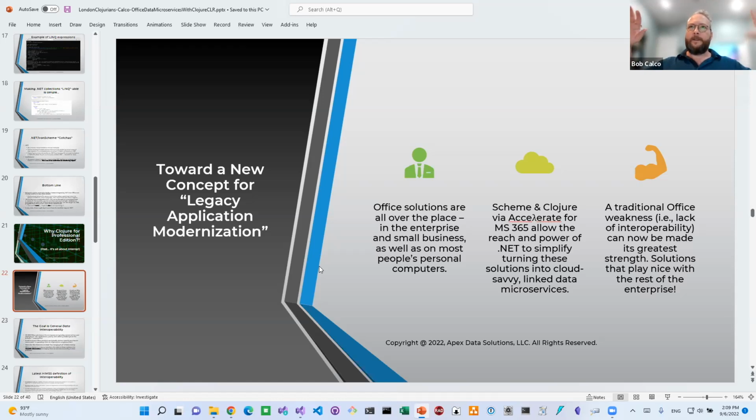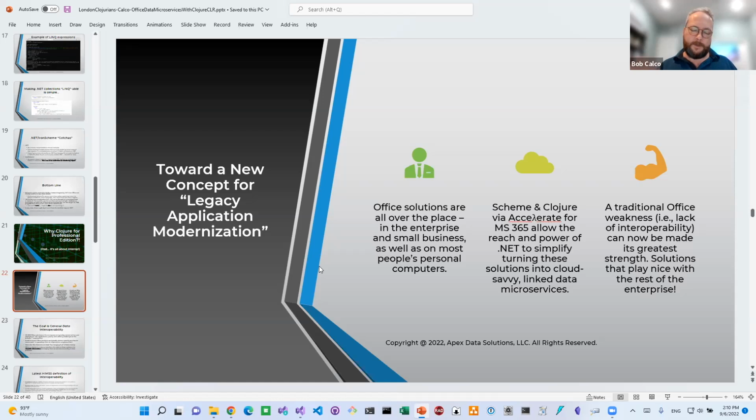If you had the interop solution of your dreams and you turned it on today, there aren't very many systems that could take advantage of it. Part of the reason we were looking at entry points to prove this concept is that Office solutions are all over the place. They're in enterprises and small businesses. It's on almost everybody's personal computer, particularly if you buy Windows out of the box. So the reach of it potentially is crazy.